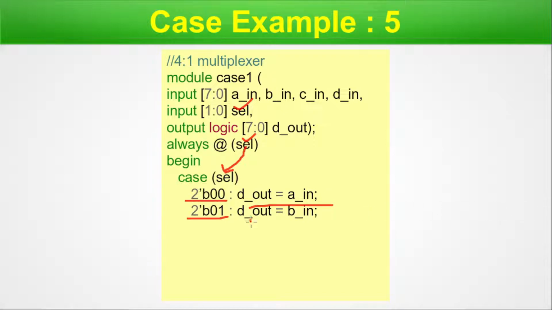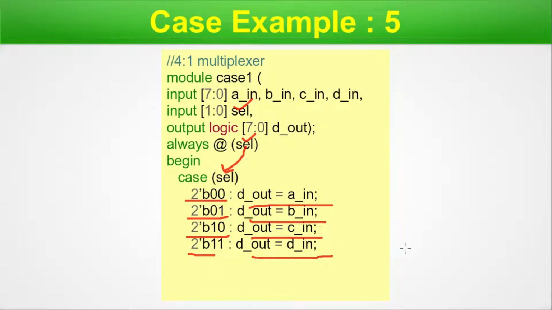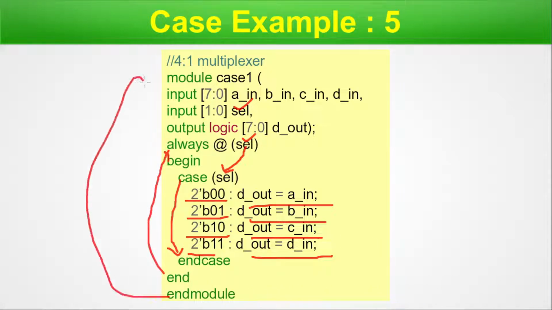For 01, D out will be B in. For 10, D out will be C in. And for 11, D out will be D in. And here we end our case. So you can see our case has ended with endcase. This end belongs to the always, and we end our module here. This belongs to the module. So the entire code is completed here.